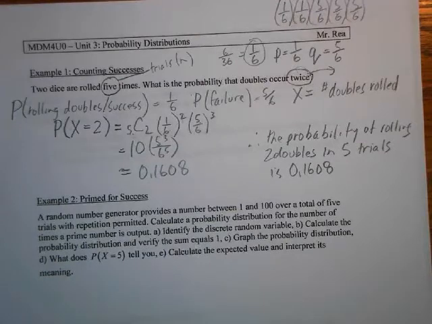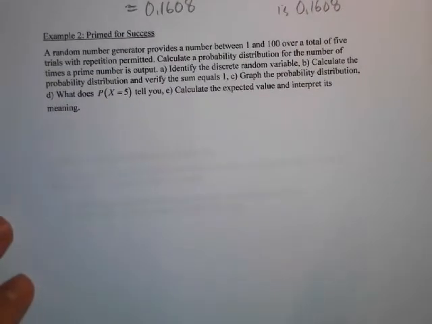Okay. Let's go down to our next example. This has lots of questions related to it. A random number generator provides a number between 1 and 100 over a total of 5 trials, with repetition permitted. What that means is, say the random number generator picked a 25 as our first number. Well, it can still pick 25 again. It's not taken out from the choices of the subsequent rolls. So you could call this with replacement. Once you've chosen a number, you put it back to be possibly picked again.